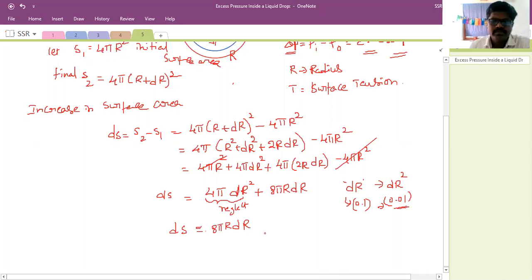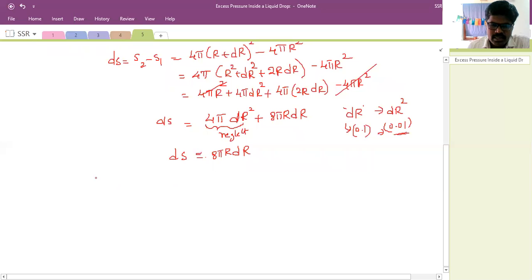So due to this increase in surface area, there is an increase in surface energy. Already we discussed that surface energy is directly proportional to the increase in surface area.